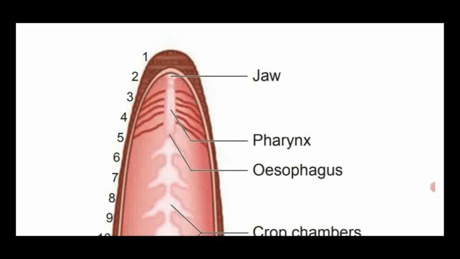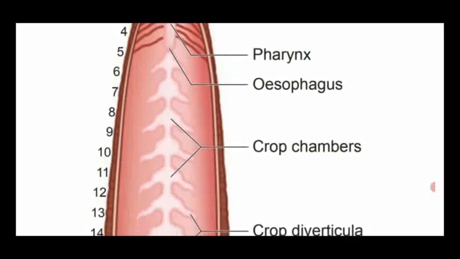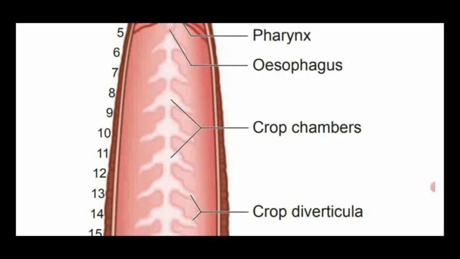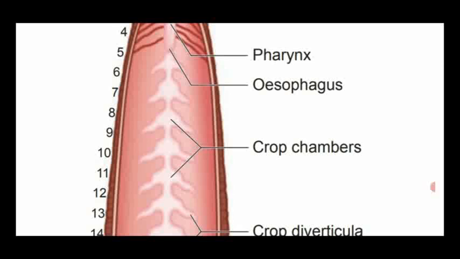Then the jaw leads into a tubular structure called the pharynx. And in the lateral portion of the pharynx, there are the salivary glands. Then this pharynx leads into a small muscular structure called the esophagus. From that esophagus, the long tubular structure is called the crop. So this is the large segment of the alimentary canal. The crop contains 10 chambers.